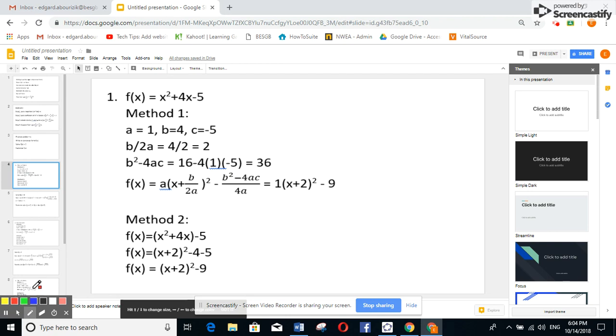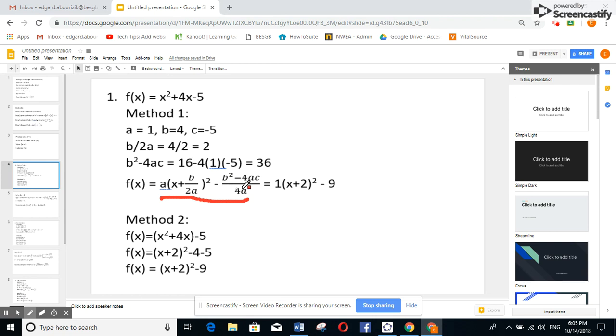In this example we have x squared plus 4x minus 5. Method 1: a is 1, b is 4, c is minus 5. We do b over 2a as we set up in the formula. I wrote it here again. b over 2a is 4 over 2, which is 2. b squared minus 4ac: 16 minus 4 times 1 times minus 5, we're going to get 36.